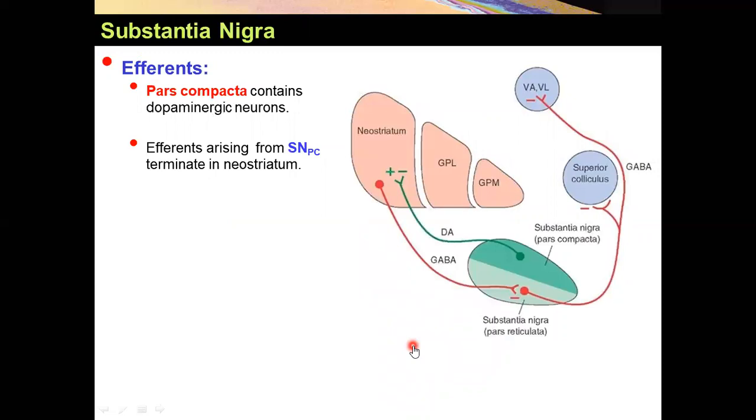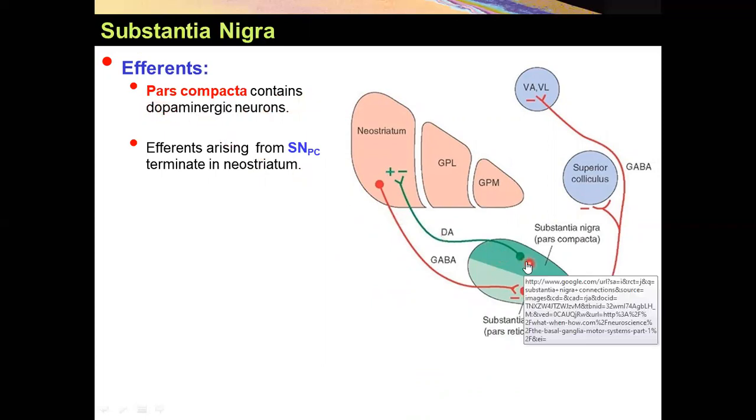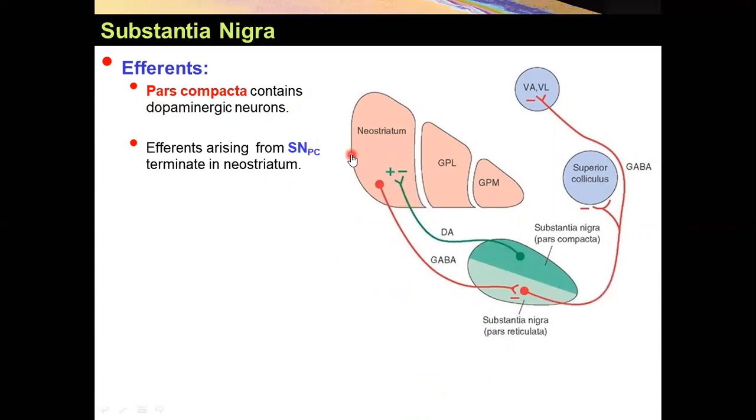Now let's look at the efferents of the Substantia nigra. Pars compacta contains dopaminergic neurons. Look at it. And efferents arising from SNPC terminate in the neostriatum.